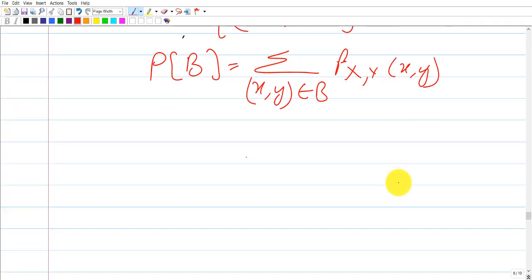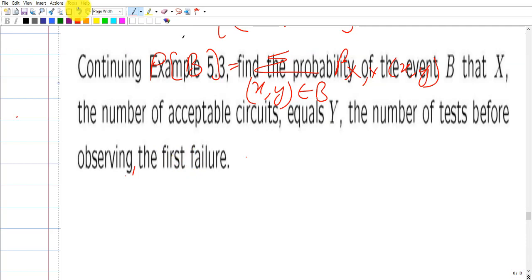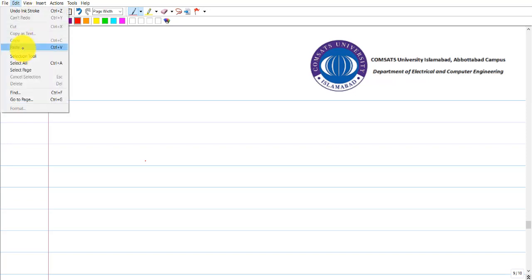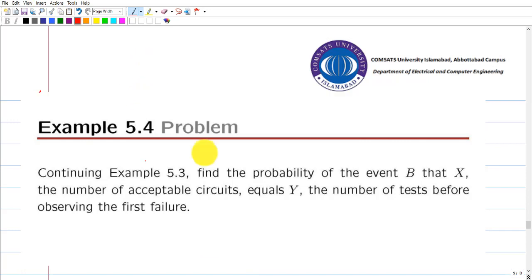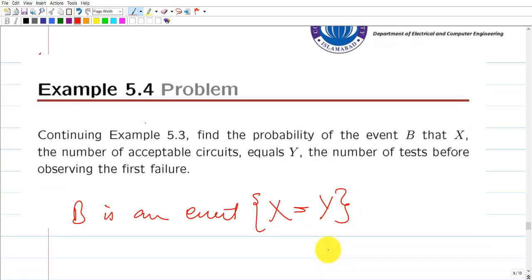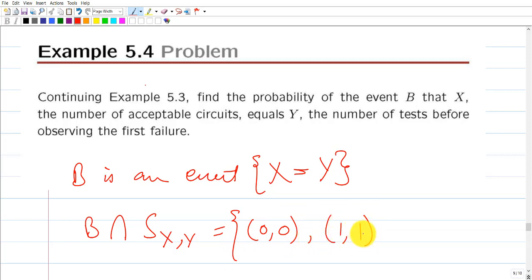So let's look at an example to understand this theorem. Continuing the previous example 5.3, find the probability of event B that X, the number of acceptable circuits, equals Y. So B is an event where X is equal to Y. We can see that if we intersect B with the sample square, the range of x, y, it will be all those values where x and y are the same. So it will be (0, 0), (1, 1), and (2, 2).